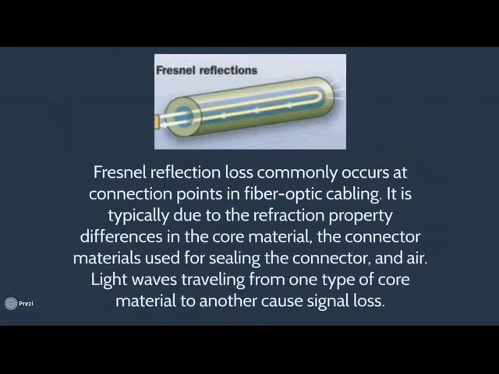Signal reflection loss commonly occurs at connection points in fiber optic cabling. It is typically due to the refraction property differences in the core material, the connector material used for sealing the connector, and air. Light waves traveling from one type of core material to another cause signal loss.